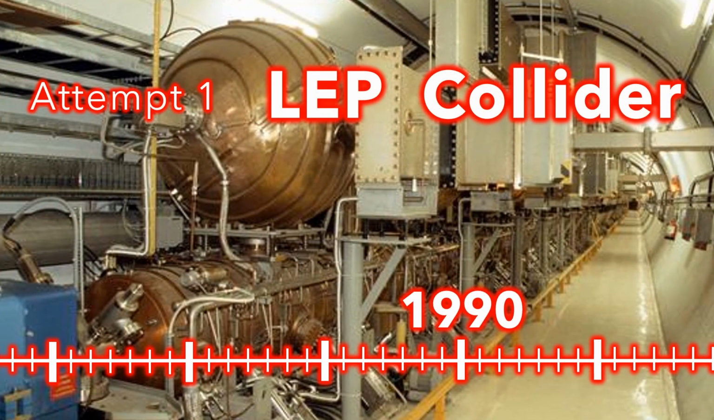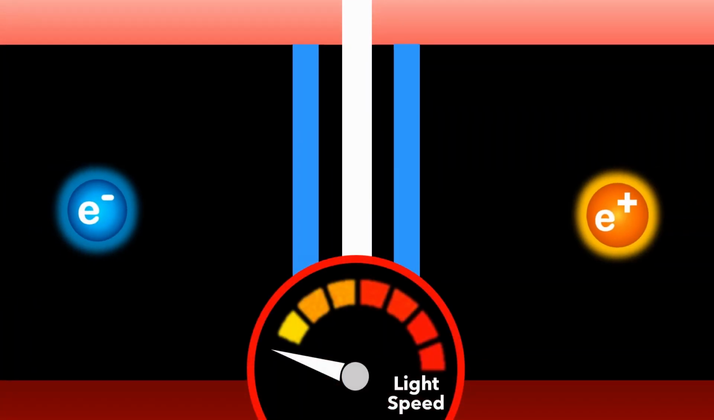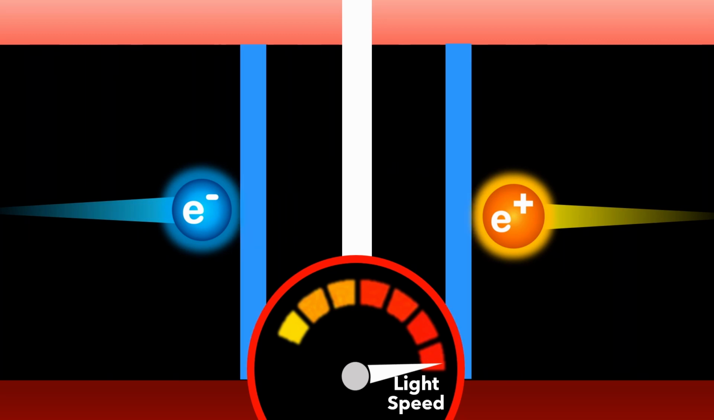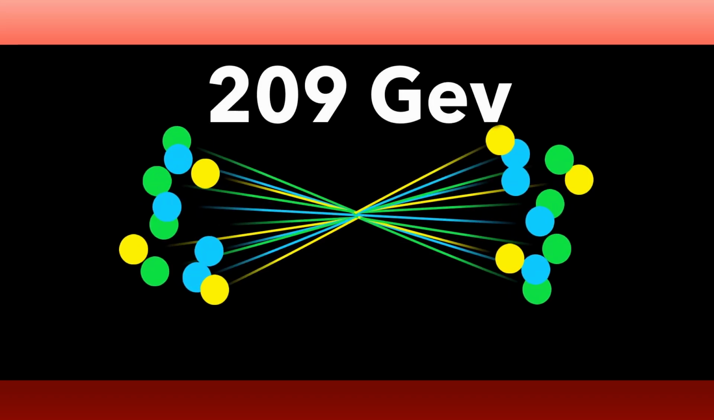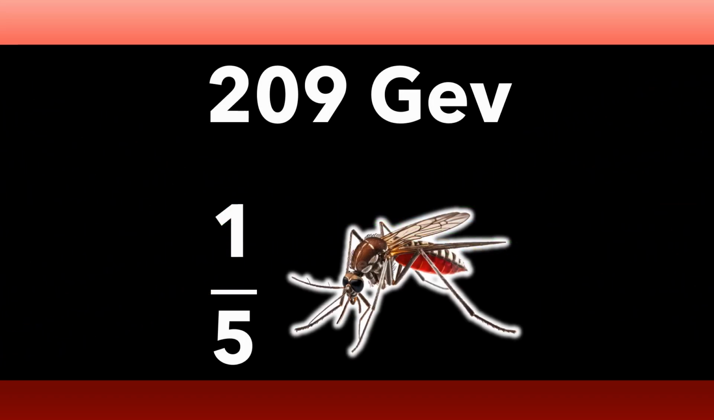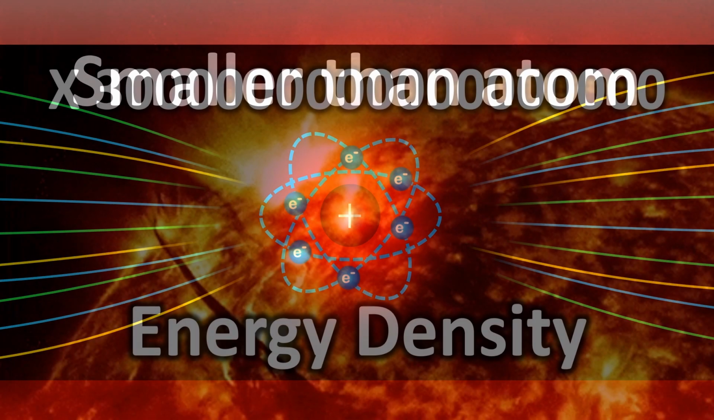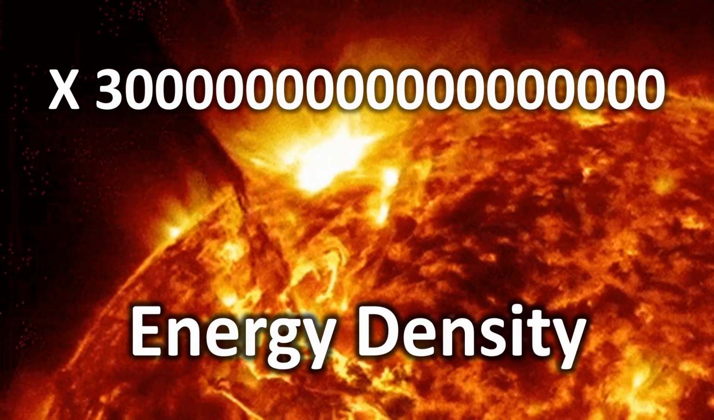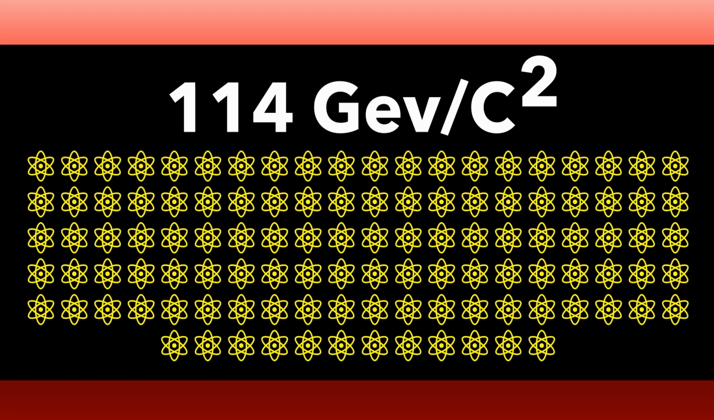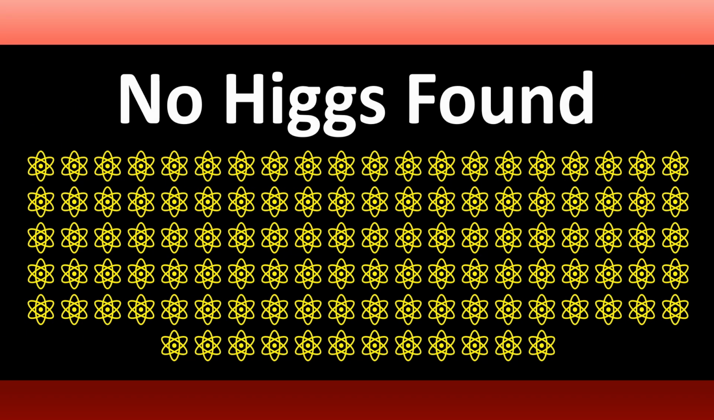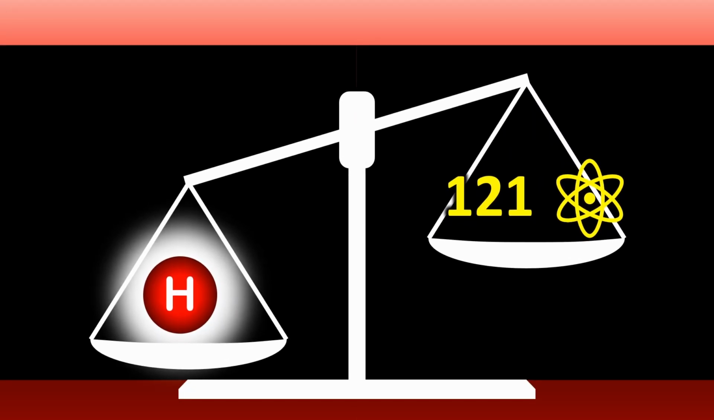Attempt 1 at creating a Higgs boson was the LEP collider in 1990. It was a 27-kilometre underground tube which accelerated electrons and positrons to near light speed and smashed them together to create a sea of new particles. Each collision had an energy of about 209 gigaelectronvolts, about 1/5 the energy of a flying mosquito. Now this seems small, but at such tiny scales, the energy density of each collision is over 3 trillion times more than the Sun. The LEP could search for masses up to about 114 gigaelectronvolts per c², but no Higgs boson was found. So if it did exist, it had to be heavier, and a more powerful collider was needed.